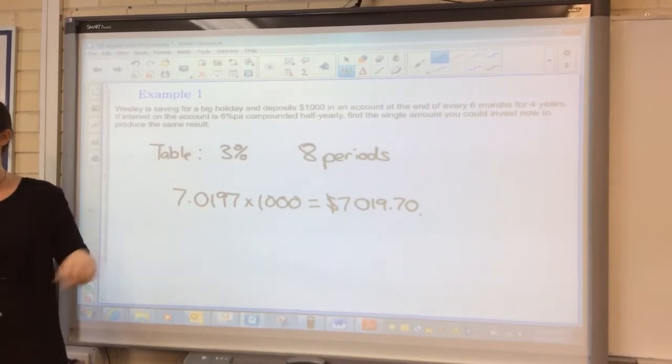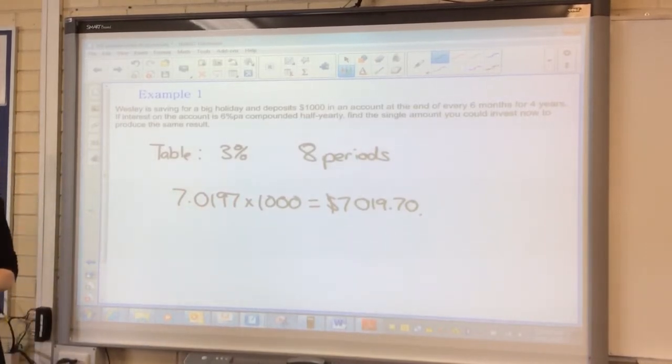Oh, so it's a different table? Yeah, it's a different table. How many tables are there? Lots. So they give us the table. They're going to give you the ones you need.